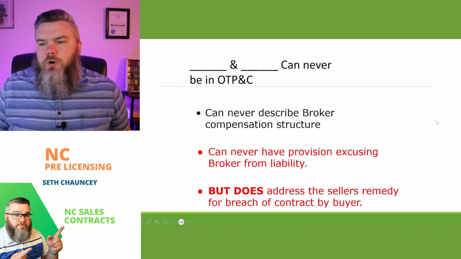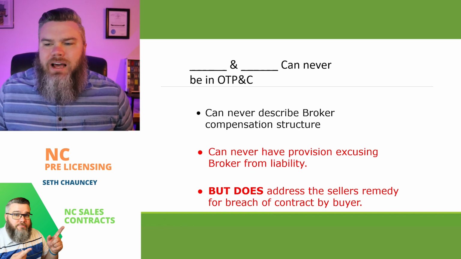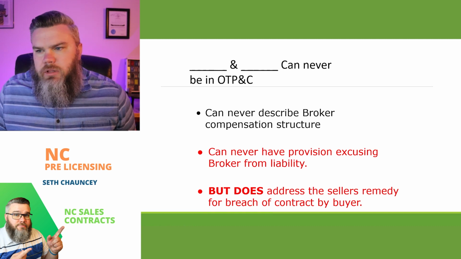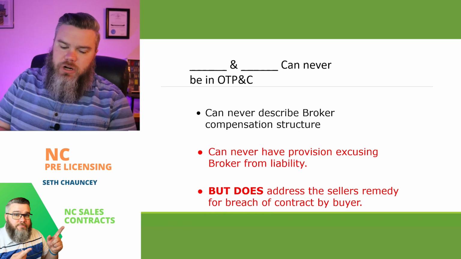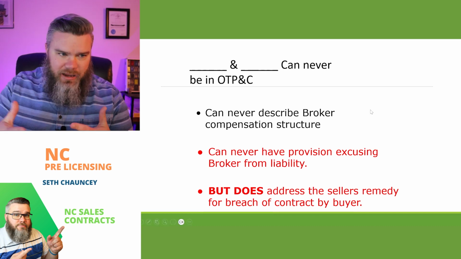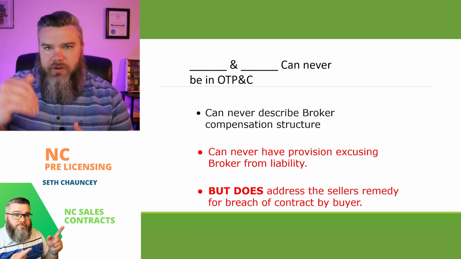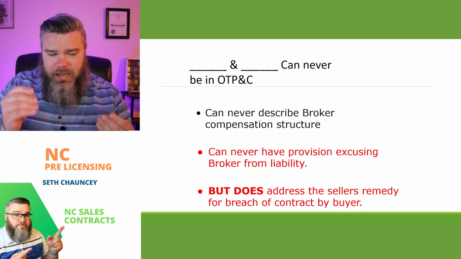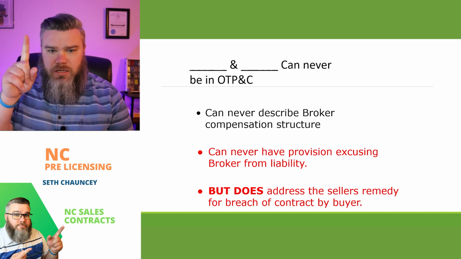So we already talked about this, folks. You can never have a disclaimer of liability, and they cannot put in anything that talks about brokerage compensation. Now, this last little note is just clarifying that the form does address the seller's remedy for breach of contract by the buyer. That is outlined in some of those provisions that are required. You'll find that if you actually look at the Offer to Purchase and Contract, standard form 2T, from start to finish, it is exceptionally thorough. Is it perfect? No. But it is exceptionally thorough. Now, folks, listen to me, it is 17 pages for one document.